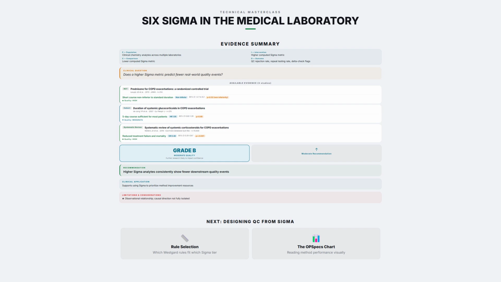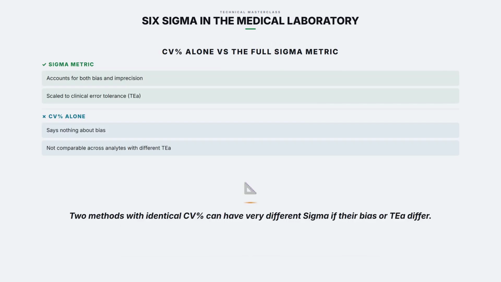It's worth being precise about what sigma adds over CV% alone. CV% tells you how reproducible your method is. Full stop. Sigma tells you how much of your clinical error budget that reproducibility, combined with your bias, actually consumes. Two methods with identical CV% can have wildly different sigma if their T or bias differ.